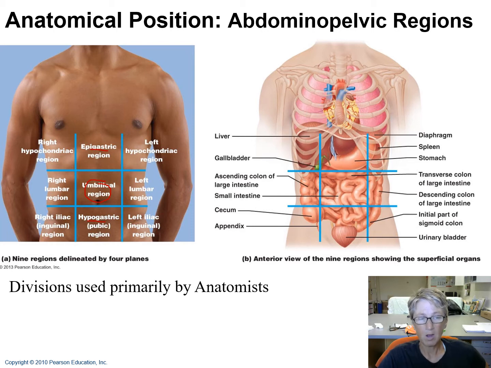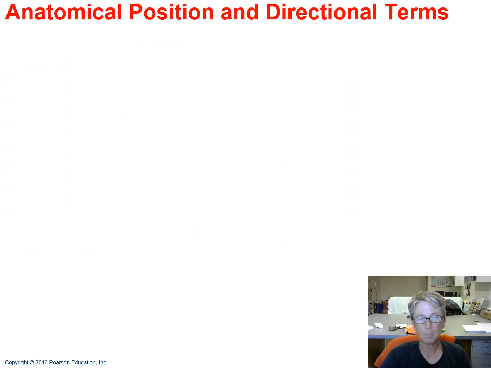On the right side, you have the right lumbar region, the right hypochondriac region, and the right iliac region, and the corresponding ones on the left side too. And then within these 1, 2, 3, 4, 5, 6, 7, 8, 9 abdominal pelvic regions, you have different anatomical organs.